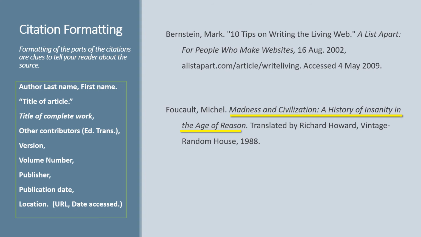And we know that the person doing the research used the entire book because they did not include an article title. They just included the title of the whole book. So that means they used the entire source, not just one little part of it. Next, we see that this book was translated by a man named Richard Howard, so he contributed to the book as well. It was published by Vintage Random House in 1988. And that's the end of the book citation.